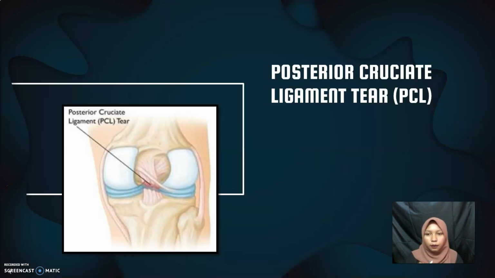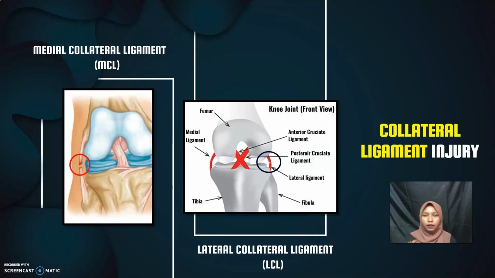PCL, posterior cruciate ligament, is often injured from a blow to the front of the knee while the knee is bent. This often occurs in motor vehicle crashes and sport-related contact. Okay, so the last one, we move on to collateral ligament injury.